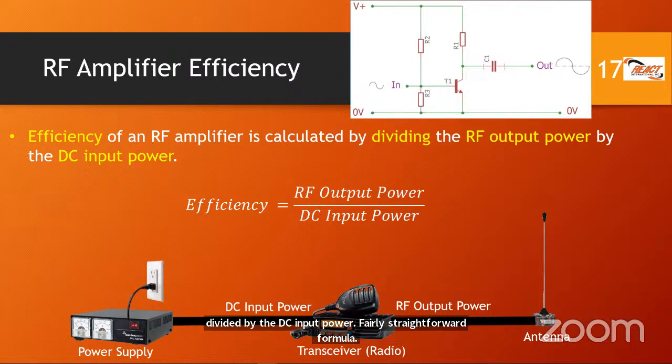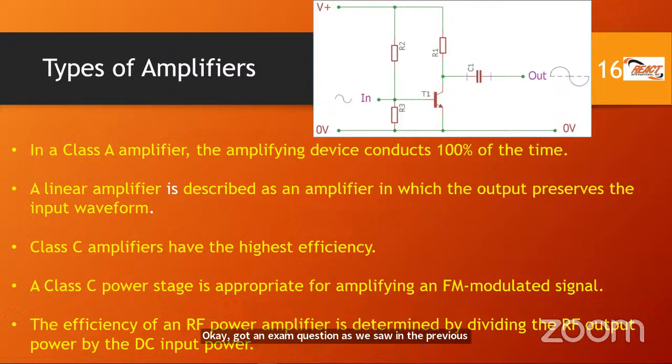Again, an exam question, as we saw in the previous slide. The efficiency of an RF power amplifier is determined or calculated by dividing the RF output power by the DC input power. So it's always output divided by input. Good.